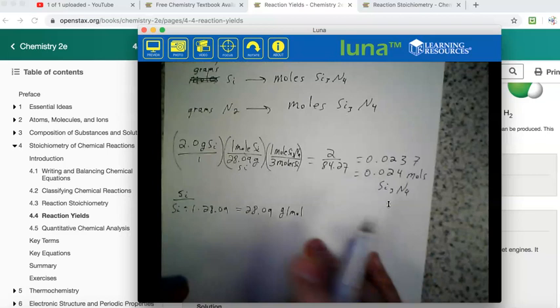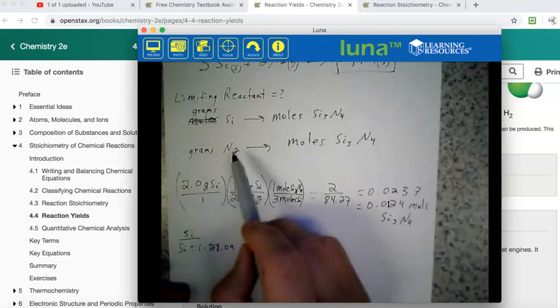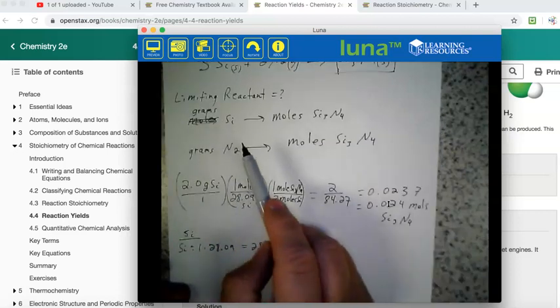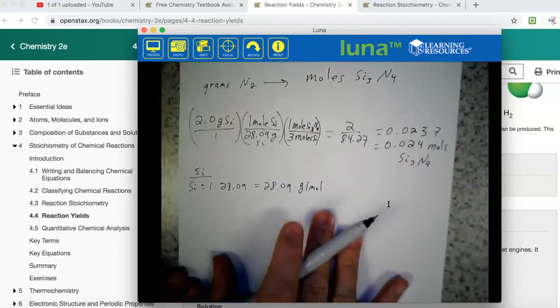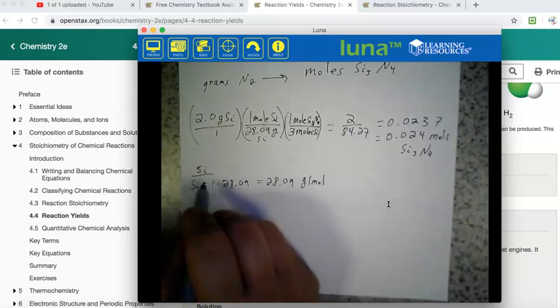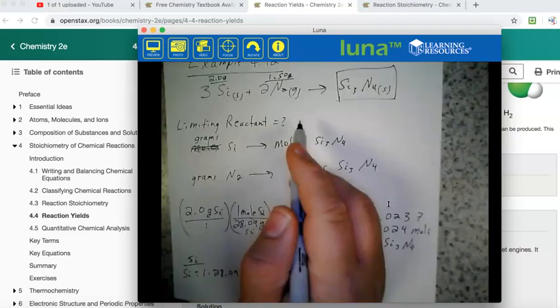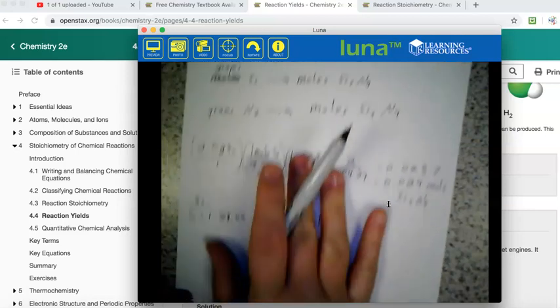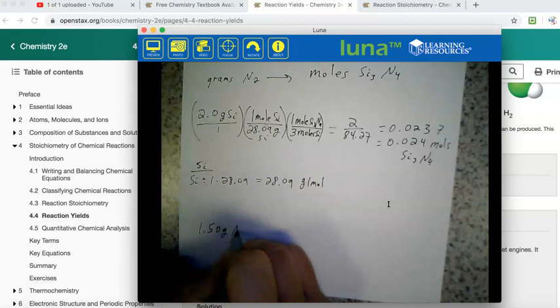Alright, so I need to do the same process again, starting with the other reactant N2, converting mass of N2 to moles of N2, moles of N2 to moles of Si3N4, and then see what I get. Okay, so this was for Si, and so now I'm doing it for N2. So I'm starting out with 1.5 grams of N2. That's what I was given here.